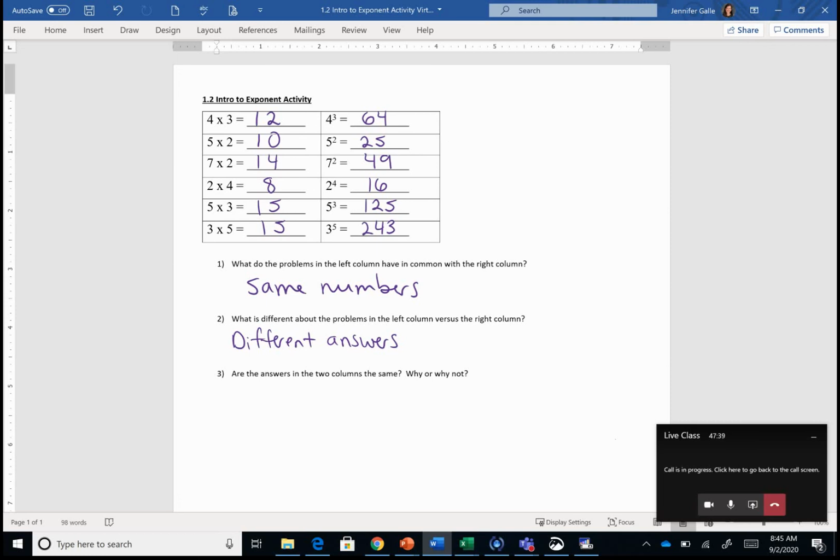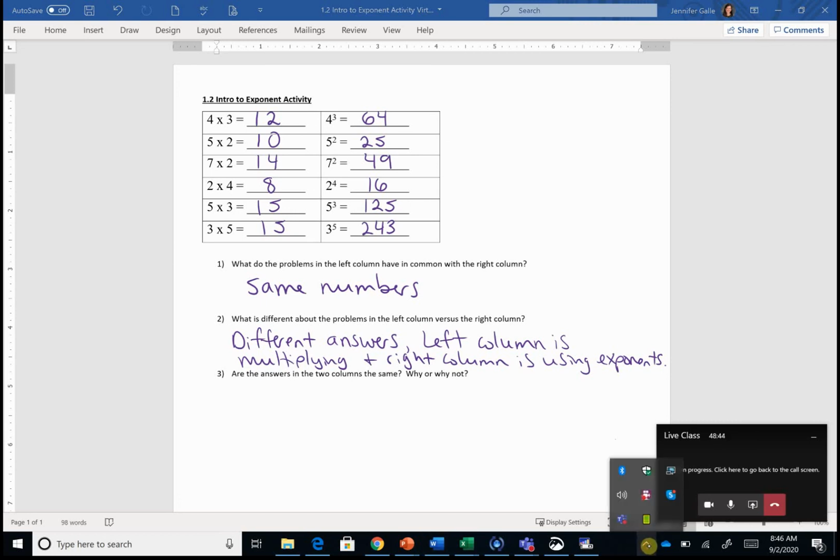What's the big key though? What's causing those different answers? For the first one, you're doing 4 times 4 times 4. Okay, so we have different answers. And the left column is multiplying. And right column is using exponents. Yeah, that's the big thing. So the big thing we want to get out of this, if I'm multiplying on the left and I'm using exponents on the right, even though the numbers are the same, do I get the same answer? No, I don't get the same answer.